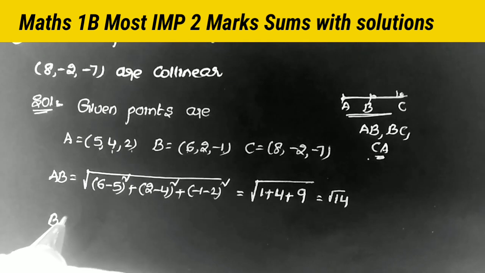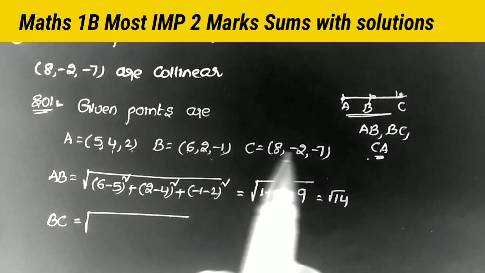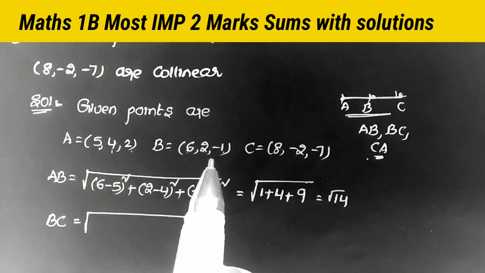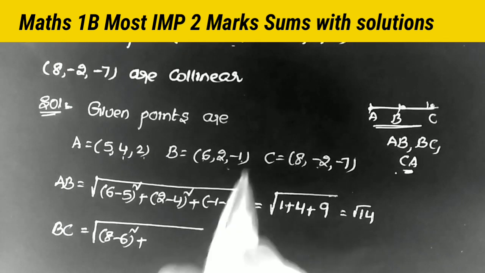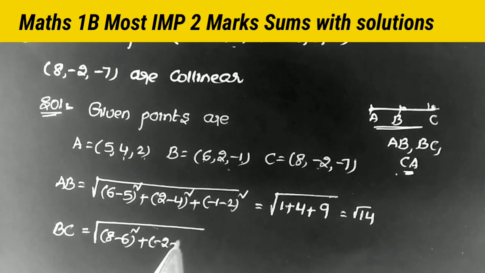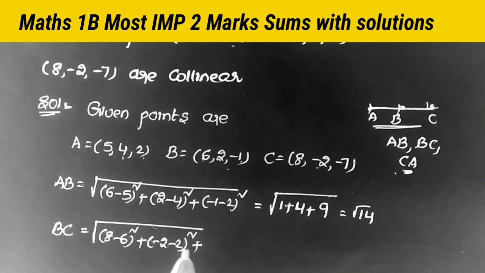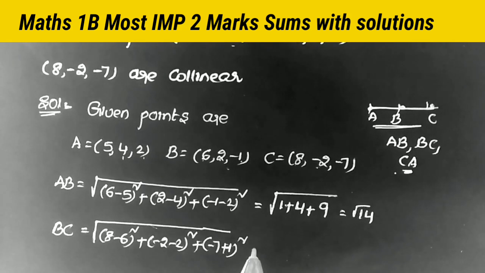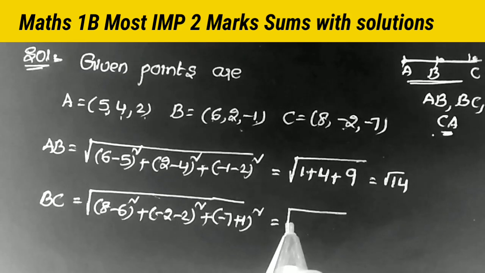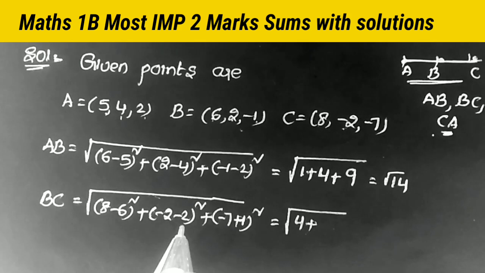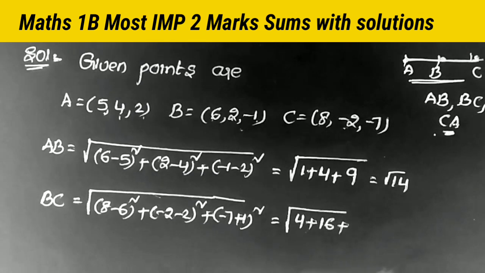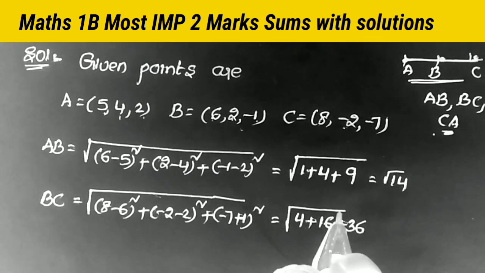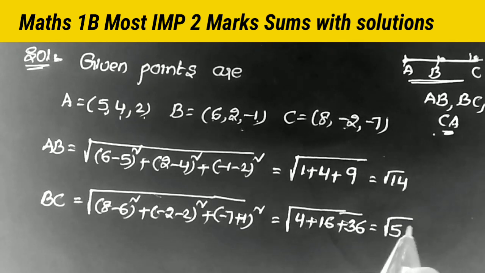Next, the BC distance is equal to the square root of, now taking the distance between these 2 points, again applying the same formula, square root of (x2 minus x1) whole square, that is (8 minus 6) whole square, plus (y2 minus y1) whole square, (minus 2 minus 2) whole square, plus (z2 minus z1) whole square, (minus 7 minus of minus 1) plus 1 whole square. This is equal to 8 minus 6, that is 2, 2 square is 4. Minus 2 minus 2 is minus 4, minus 4 whole square is equal to 16. Minus 7 plus 1 is minus 6, whole square is equal to 36. So this is equal to root 56.